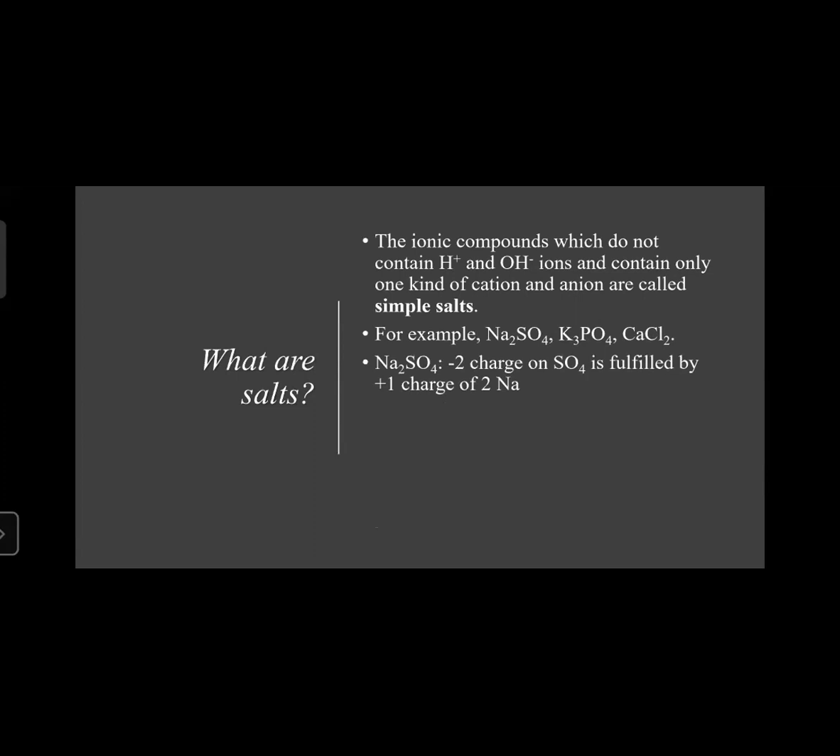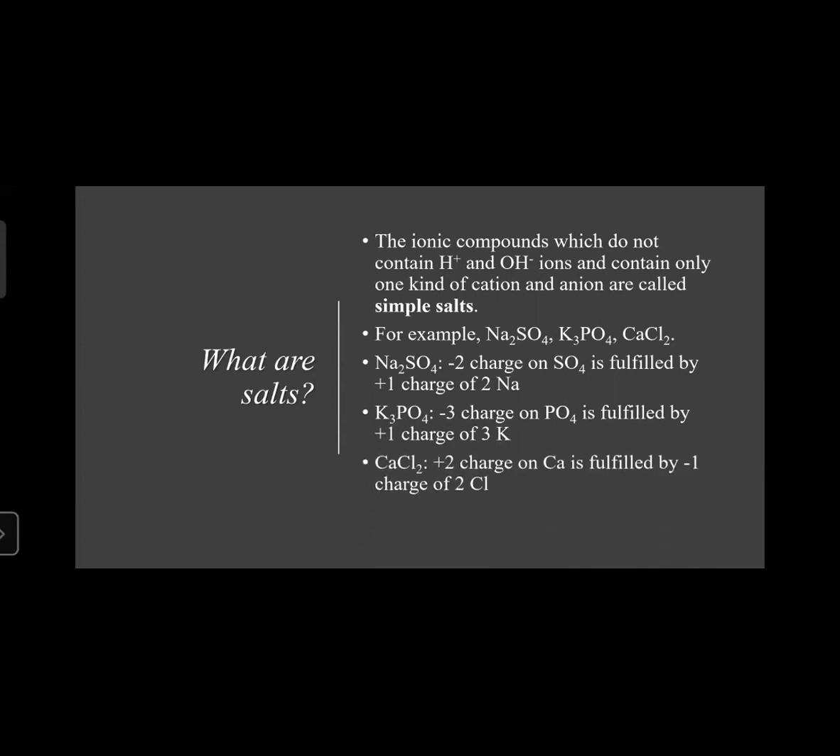In Na2SO4, the -2 charge on the SO4 is fulfilled by the +1 charge of 2 Na. In K3PO4, the -3 charge on PO4 is fulfilled by the +1 charge of 3 potassium. And in calcium chloride, the +2 charge on calcium is fulfilled by the -1 charge of 2 chlorine. Therefore, here there is no H plus ion as well as no OH minus ion.